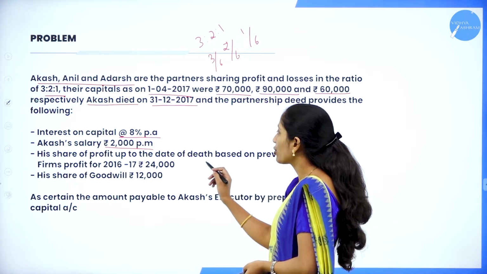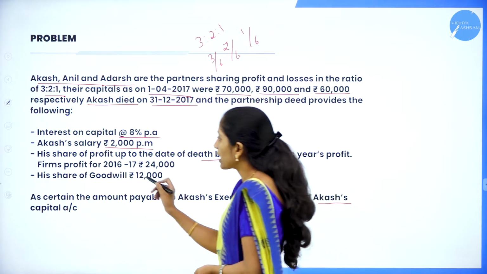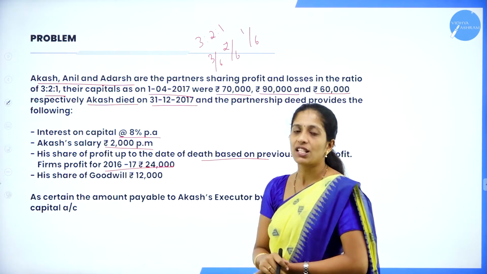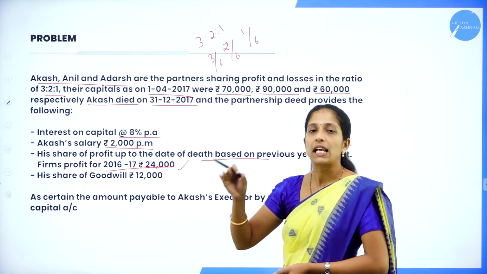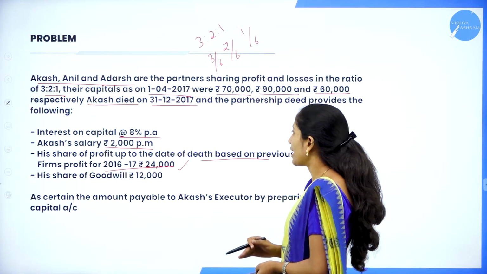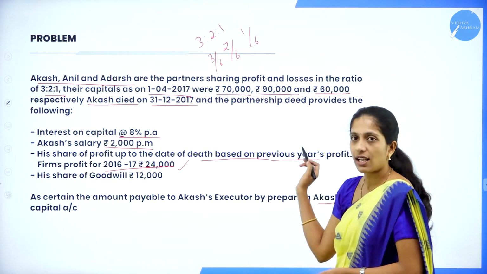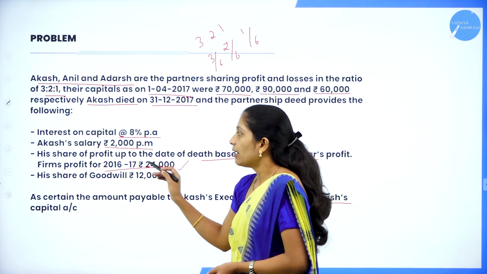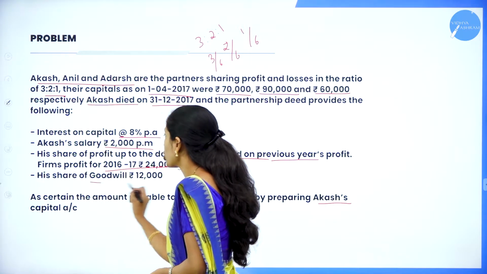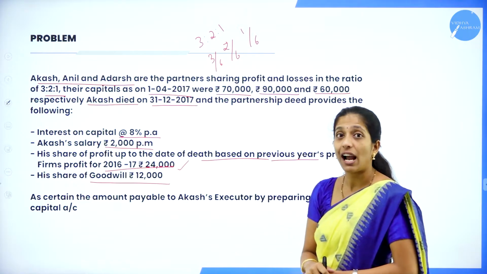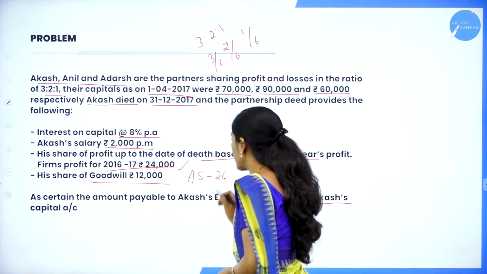His share of profit to the date of death is based on previous year's profit; the firm's profit for 2016-17 is rupees 24,000. They have given the firm's profit. So we have to take his share of profit till the date of death based on previous year's profit. Here they have told us to calculate, based on previous year's profit, the profit that has to be given to the deceased partner. Next, his share of goodwill is rupees 12,000, and we have to treat this goodwill as per Accounting Standard 26.